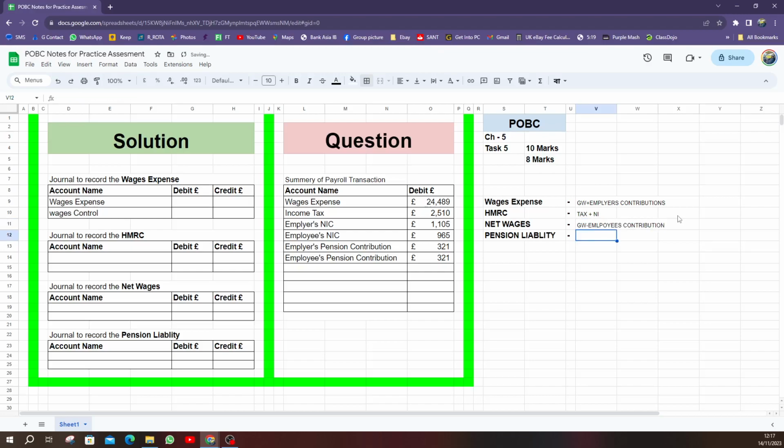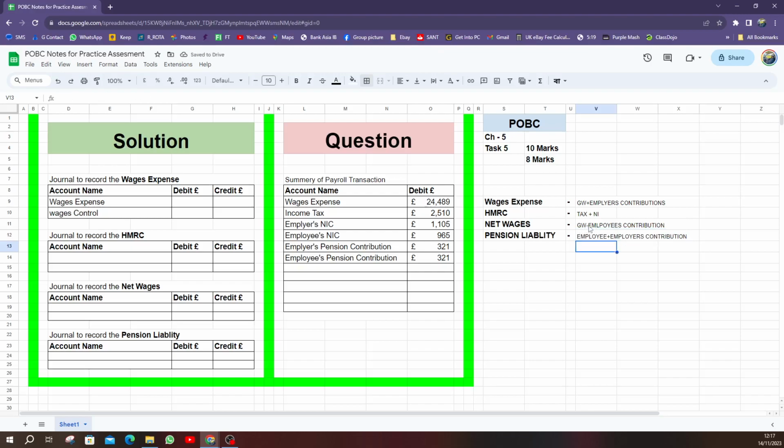And pension liability is quite easy, because whatever figures we have, there are 2 contributions, and all the pension liability contribution will be in here. Which is employee plus employer contribution.